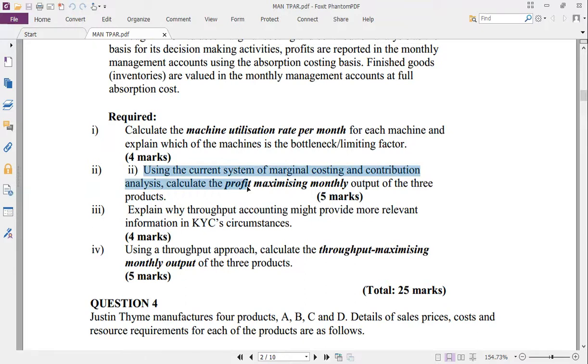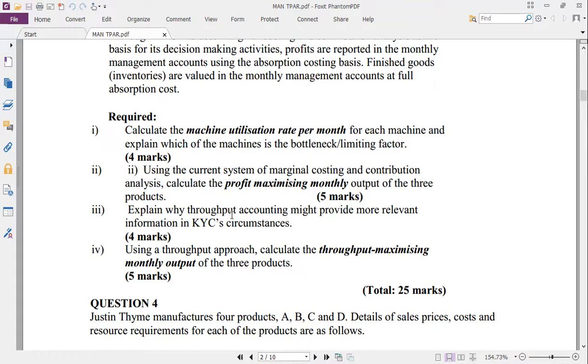I'll go straight to the throughput aspect there. So let's go to the first one. Now when you go to the third one, let's read all first. The third one: explain why throughput accounting might provide more relevant information in KYC circumstances.